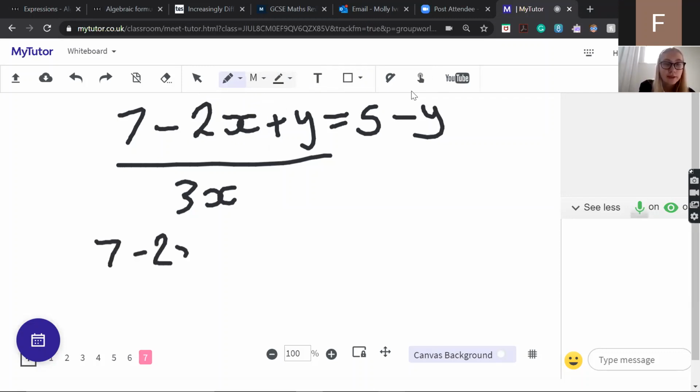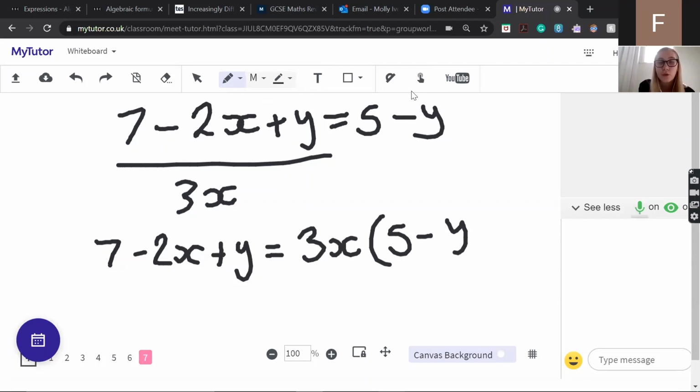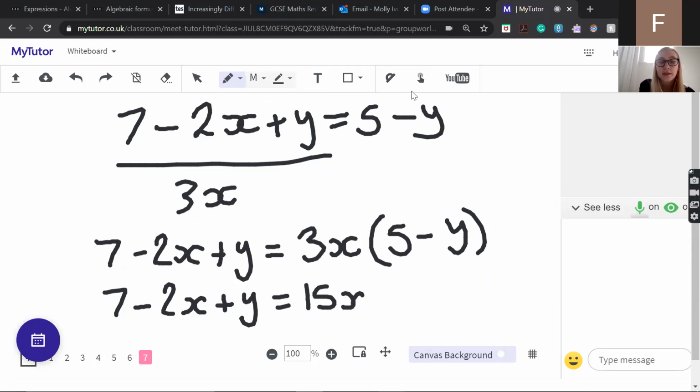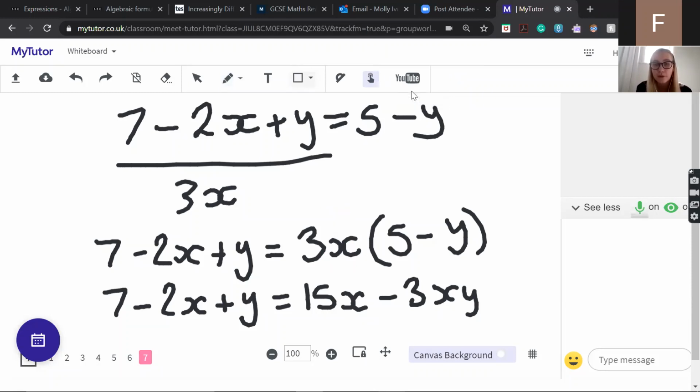7 minus 2x plus y equals, I'll do it in 2 stages again, 3x times all of that. And that means that we get 15x minus 3xy. It doesn't matter, I could have written 3yx as well. I think this just makes more sense because we're keeping the 3x together, but they're all multiplied, so it doesn't matter at all.